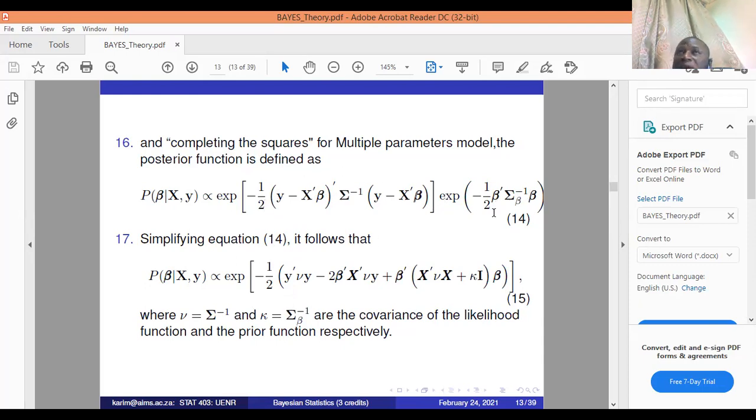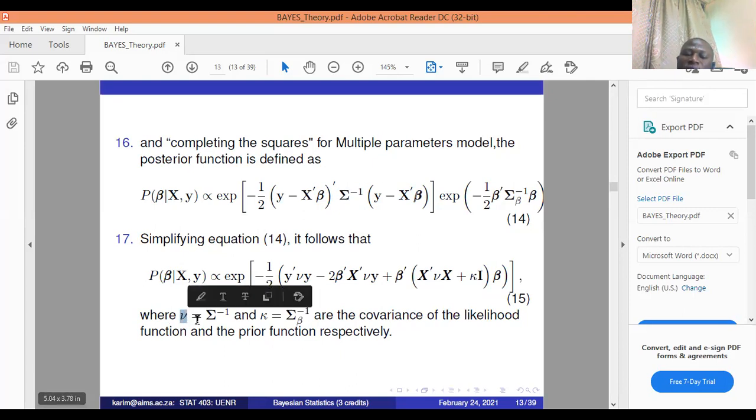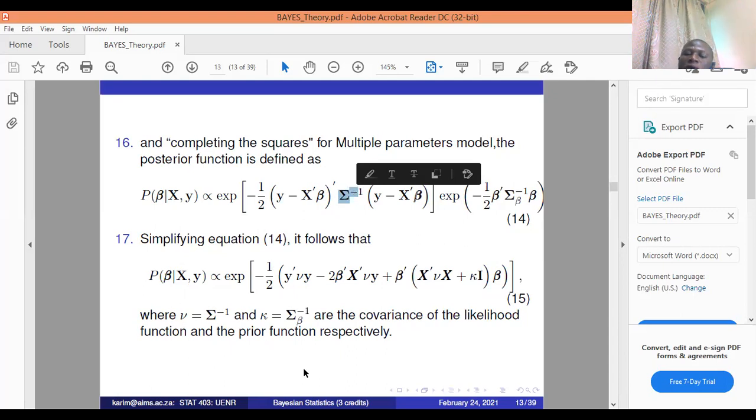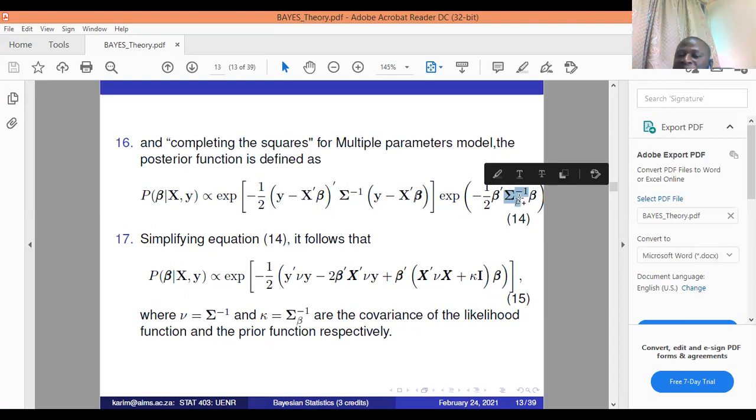And then we expand them. So we expand what we have here. Here we are just saying let V be equal to this one that we have here. So we simply substitute, because we are trying to avoid writing long or bigger notations. So we just use the V to represent this one. And then we use K to represent the variance covariance matrix for the prior distribution of the parameters.